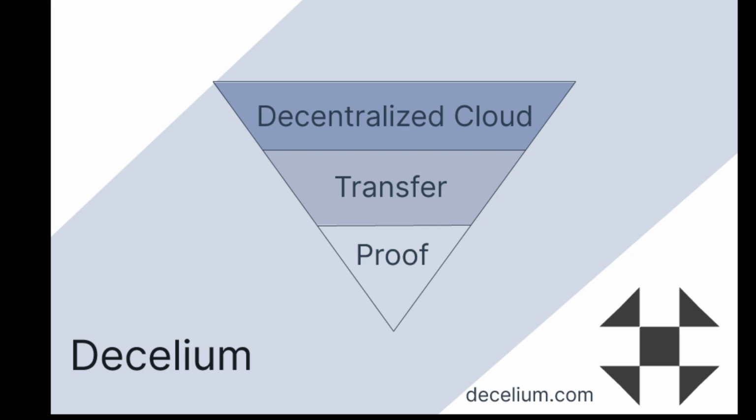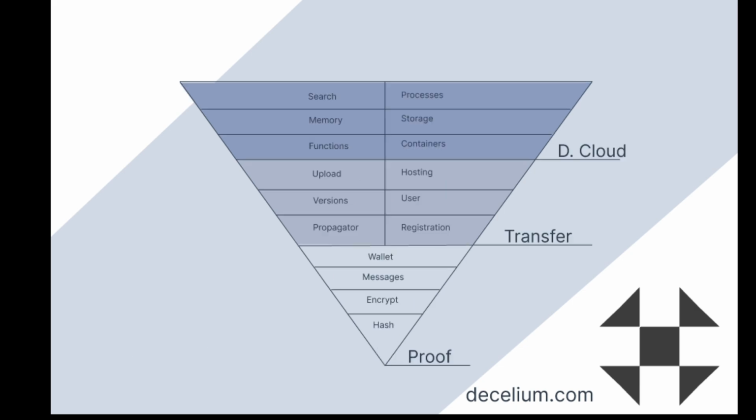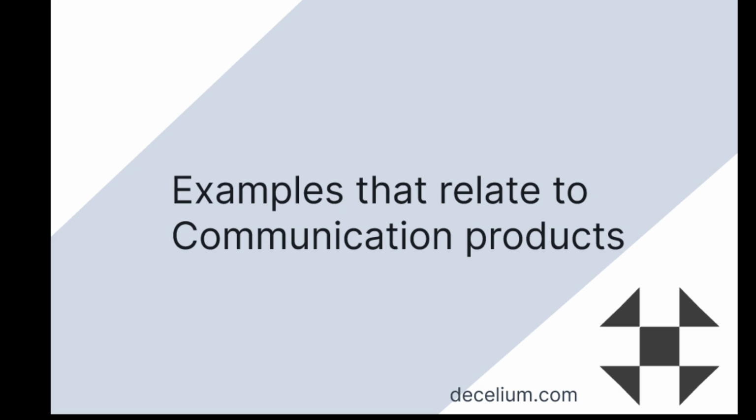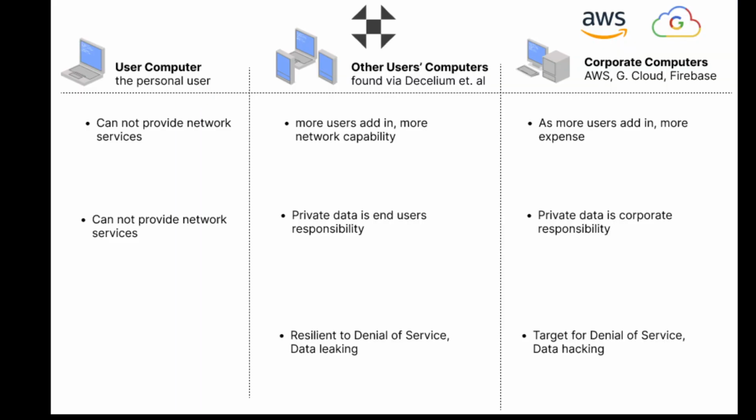It's covered elsewhere, but the Decelium software is broken into three layers: a decentralized cloud layer, a transfer layer, and a proof layer. I'll leave other videos and other assets to discuss this picture in detail, but I won't do that here. Here are some examples of the software as it relates to communication products. I'm not going to go through this in detail, other than to say this slide might be useful for reference.